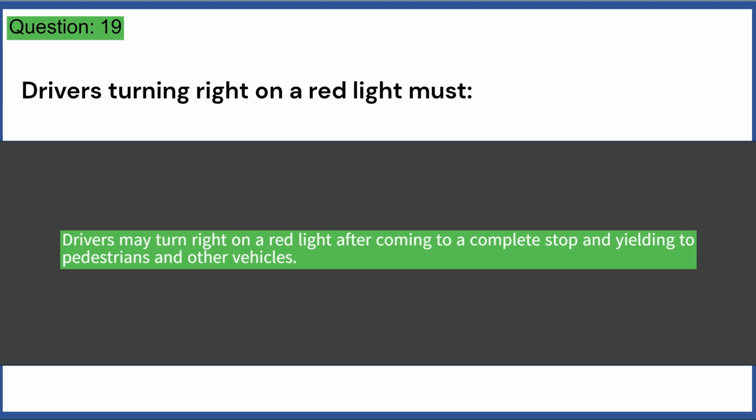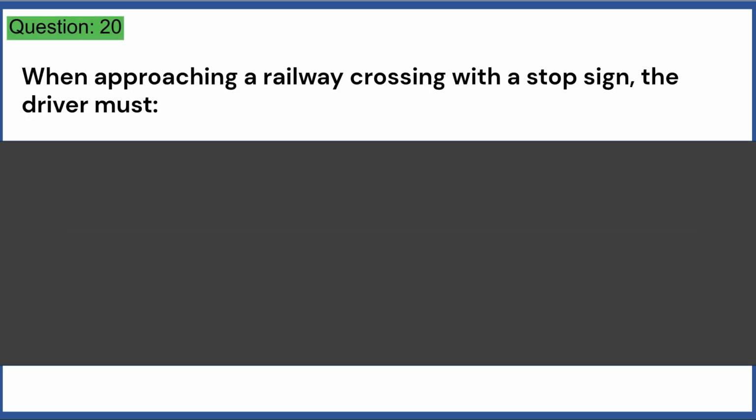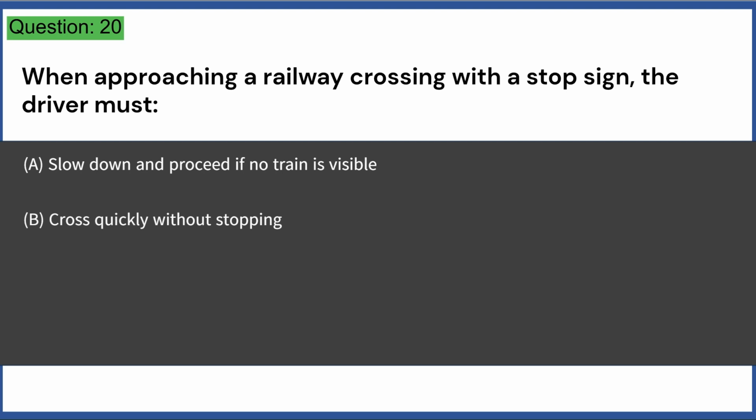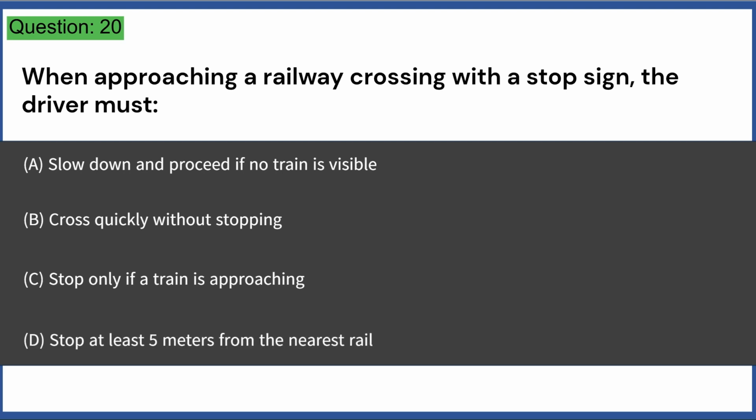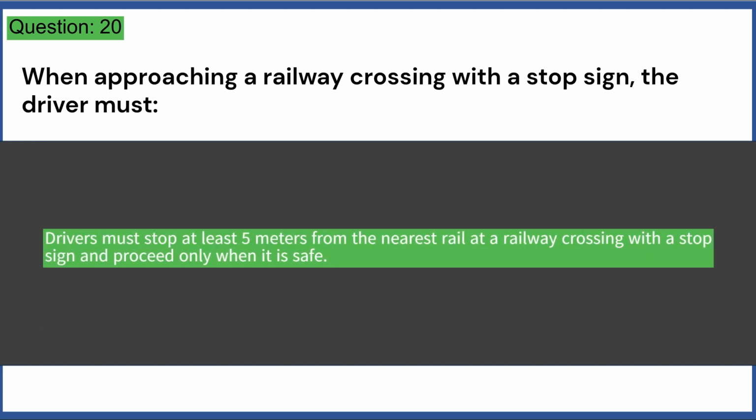and other vehicles. When approaching a railway crossing with a stop sign, the driver must: A. Slow down and proceed if no train is visible. B. Cross quickly without stopping. C. Stop only if a train is approaching. D. Stop at least 5 meters from the nearest rail. Answer: D. Drivers must stop at least 5 meters from the nearest rail, at a railway crossing with a stop sign, and proceed only when it is safe.